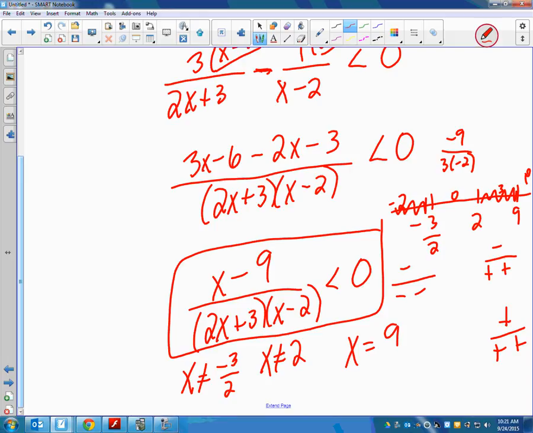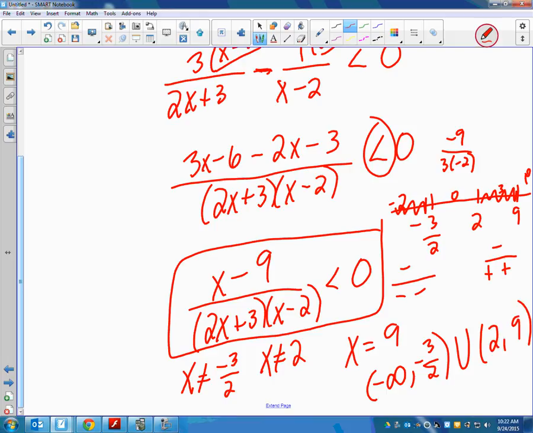I will tell you on the test, it says write your answer in interval notation. So you have to say everything. From negative infinity up to negative 3/2, not included, because that sign tells me right there it's not included. And everything between 2 and 9. And you really should, if you have more than one interval, you're supposed to use that union symbol if you're using interval notation.